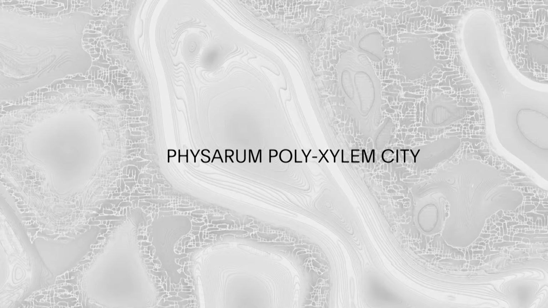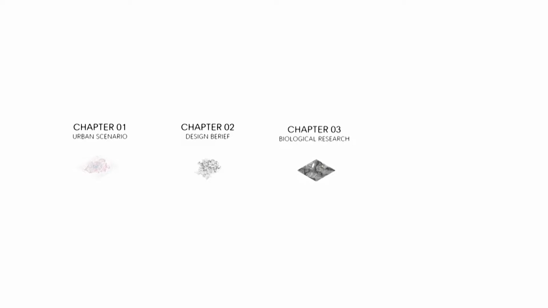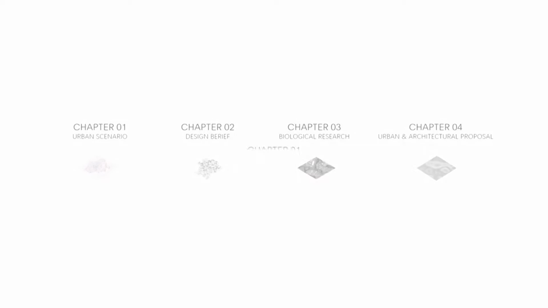Good afternoon. We are Group 2 from RC16 and we will be presenting the Fisarum Polyxylem City. The project has 4 chapters: Urban Scenario, Design Brief, Biological Research, and Urban and Architectural Proposal.